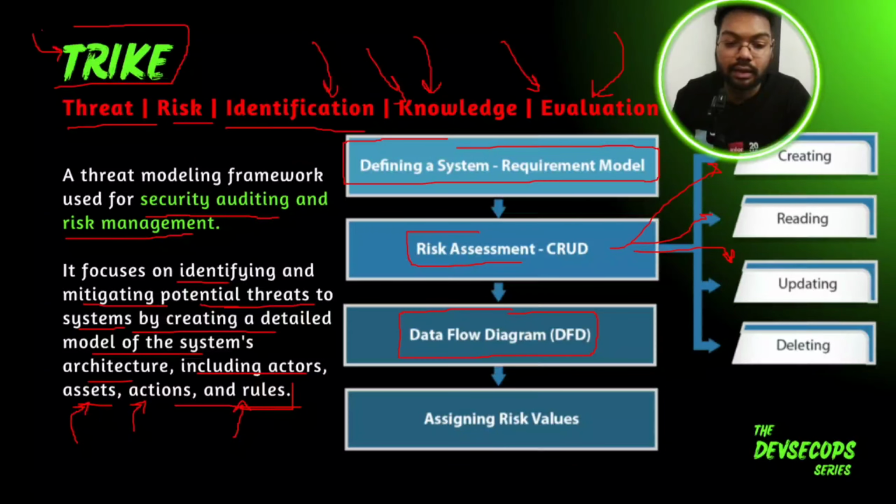Once you have got all the information about the risks, you have to assess or assign risk values, whether it is highly risky or not. That is what you basically have to see. I hope you got the point about PASTA and TRIKE and how they relate to STRIDE and DREAD. That's the reason I'm asking you to first watch the videos I have linked over here, and then come back.